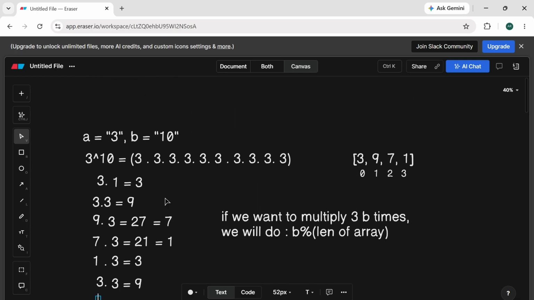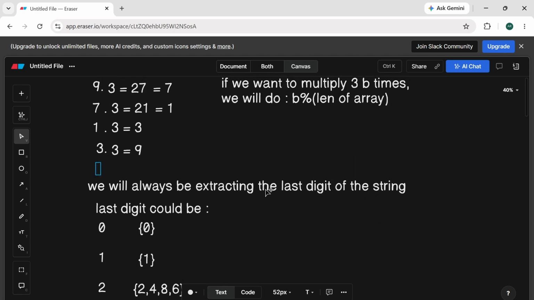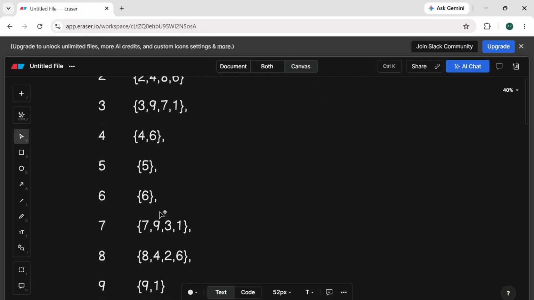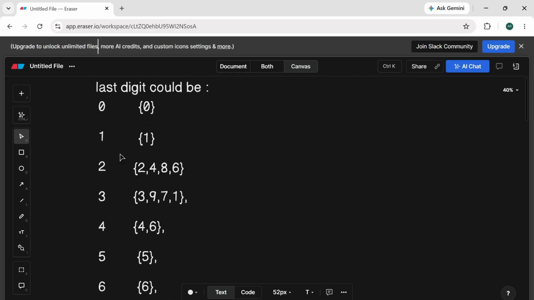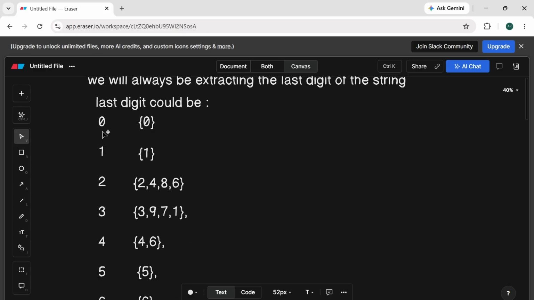So that is why we will only extract the last digit of the string, meaning of the a, and we will multiply it. So if you extract the last digit of the string, the last digit could be between 0 to 9, right? If you multiply 0 any number of times, you will always get 0 as your last digit. Multiply 1 any number of times, you will always get 1. Multiply 2 one time, you will get 2; 2 times, you will get 4; 3 times, you will get 8; 4 times means 16, so your last digit is 6, right?